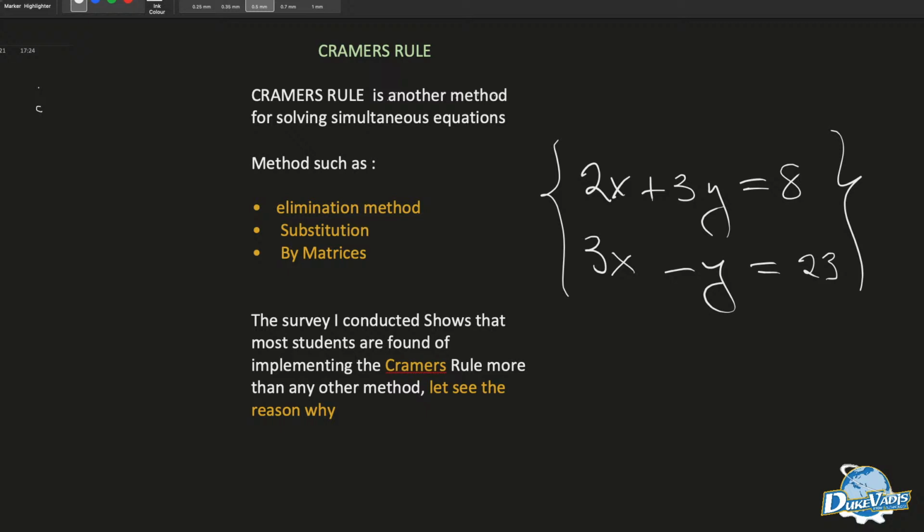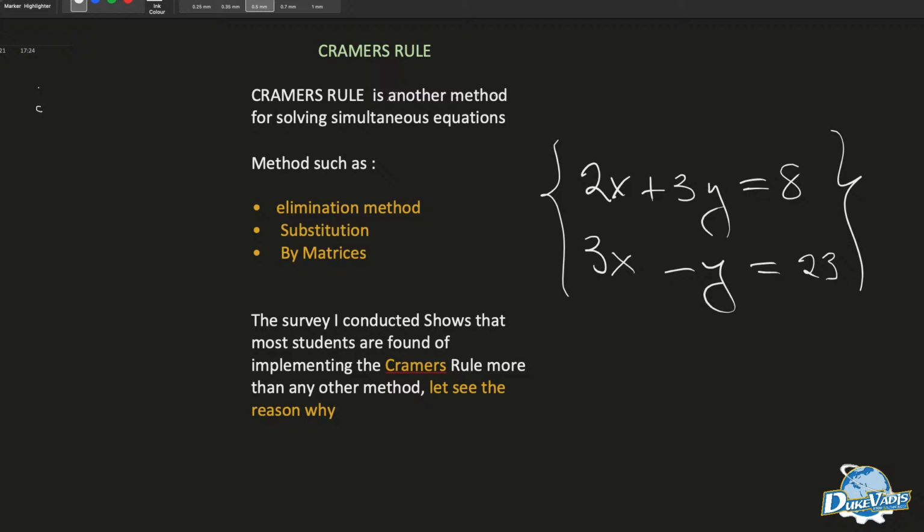So what we're going to do today is, as you can see over there, we have a simultaneous equation which says 2x plus 3y is equal to 8, and 3x minus y is equal to 23. Our discussion is definitely based on Cramer's rule.